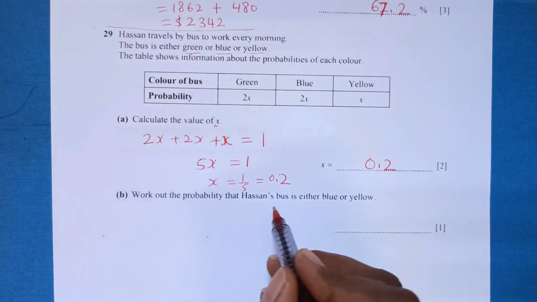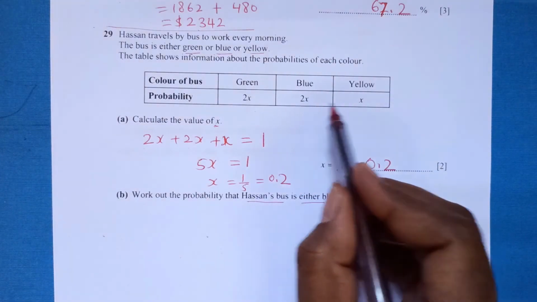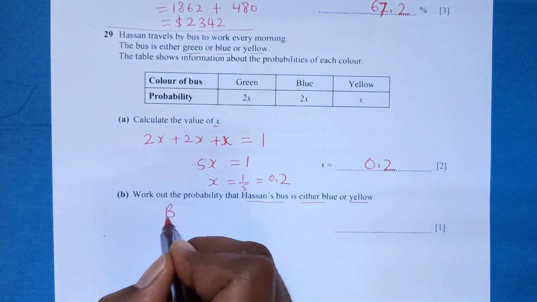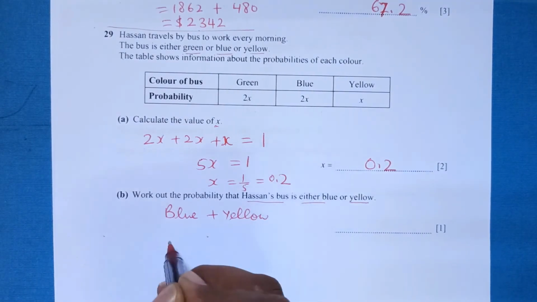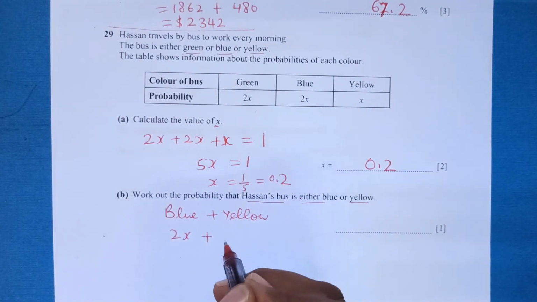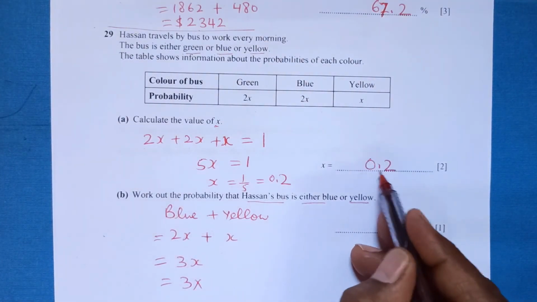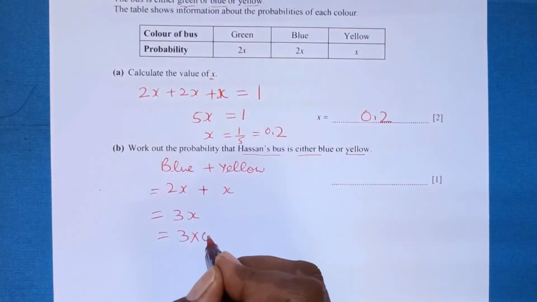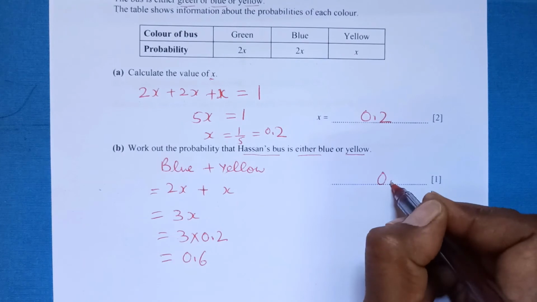Work out the probability that Hassan's bus is either blue or yellow. So either blue or yellow. We'll take blue plus yellow. Blue is 2x and yellow is x. So that is 3x. We have the value of x from here, which is 0.2. So 3 times 0.2 is 0.6. So this is the answer here.